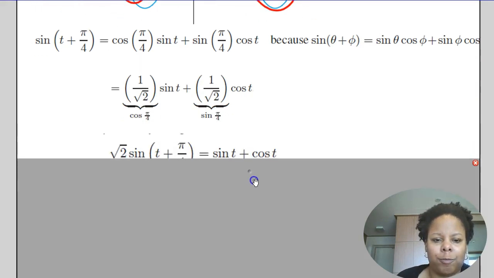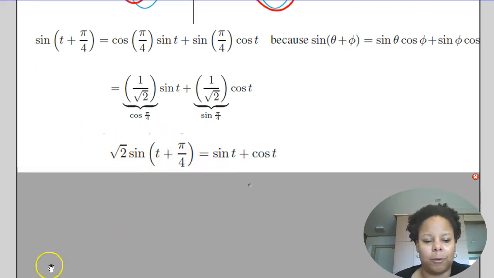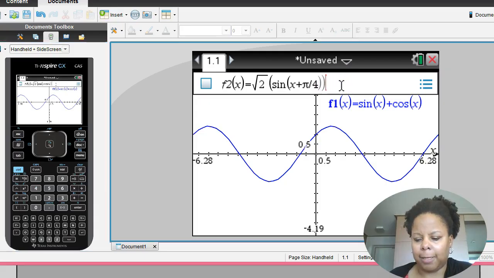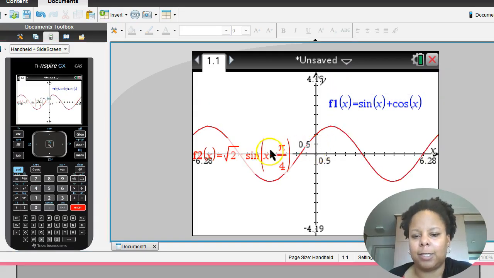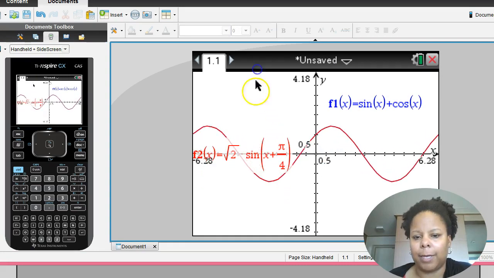And so then we represent that, and we multiply both sides by the square root of 2. So we get that the square root of 2 times sine of t plus pi over 4 is equal to sine t plus cosine t. And to see if it matches, I plug this into the graphing calculator, and as you can see, it matches perfectly, both of them.